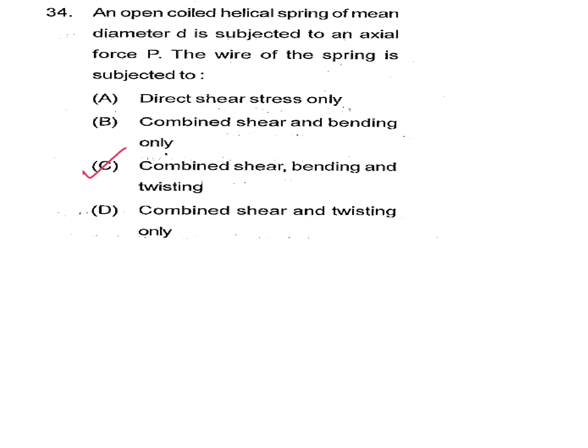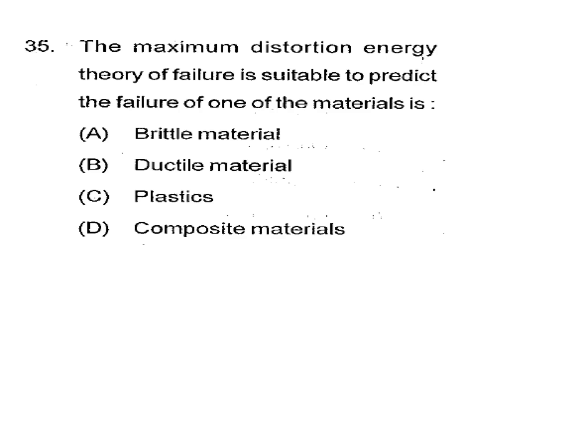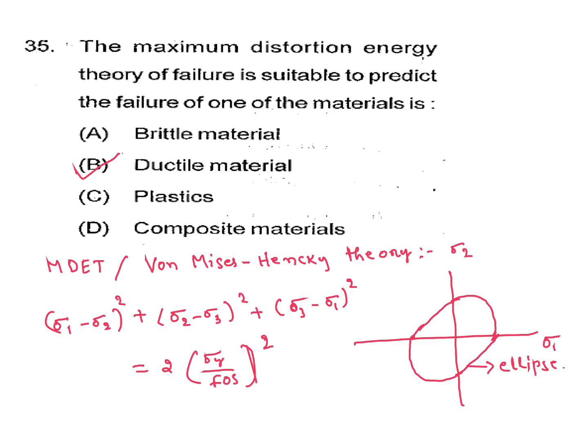The maximum distortion energy theory of failure is suitable to predict the failure of which of the materials? For ductile material, MDT is best. MDT is very important for GATE exams, also for ISRO and IES. Its graph is also very important. It will come like an ellipse. Here, see the ellipse. Its formula is also very important in solving problems.